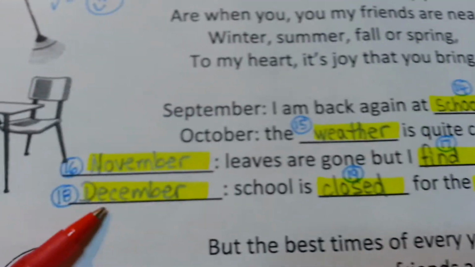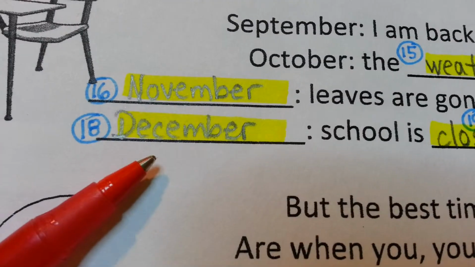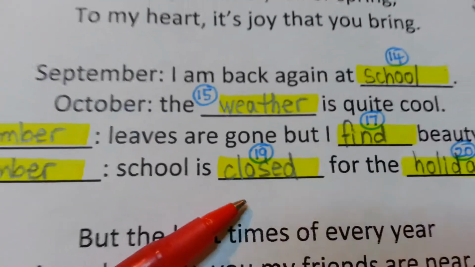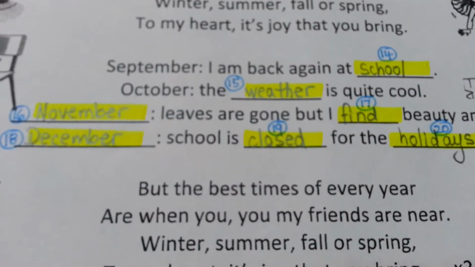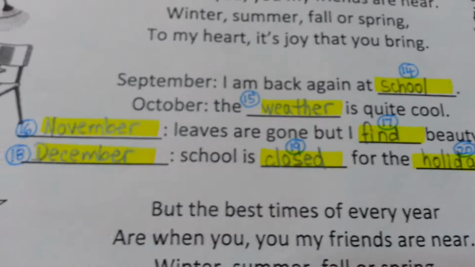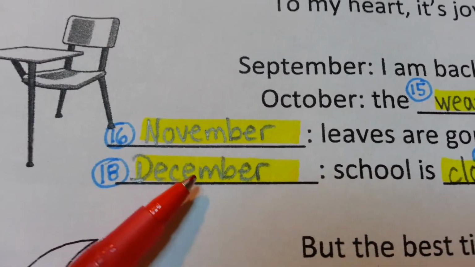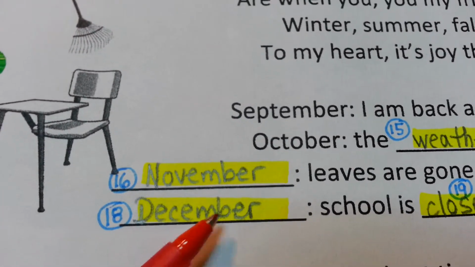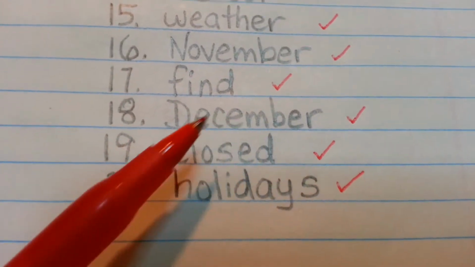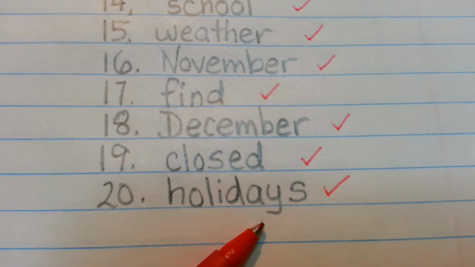The last sentence is December. School is closed for the holidays. December is spelled D-E-C-E-M-B-E-R. December. School is closed for the holidays.